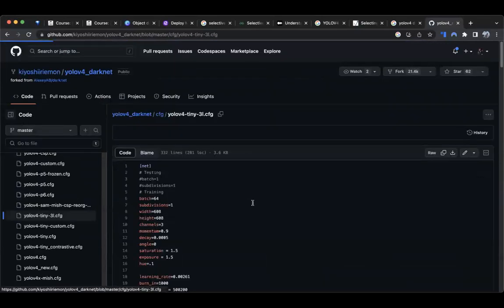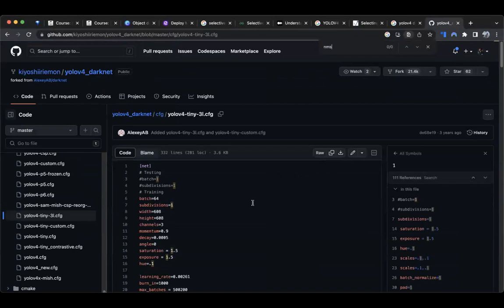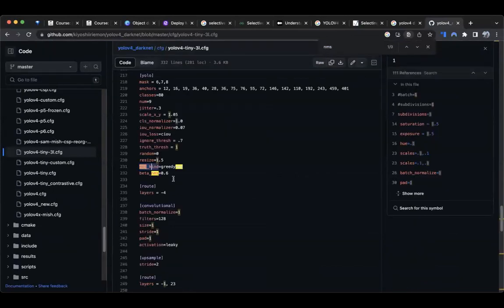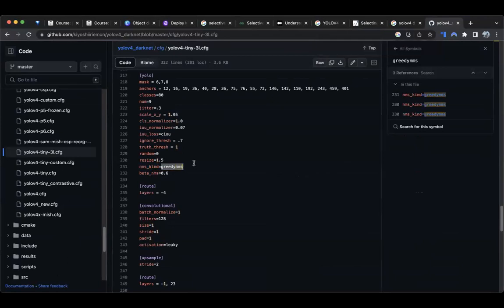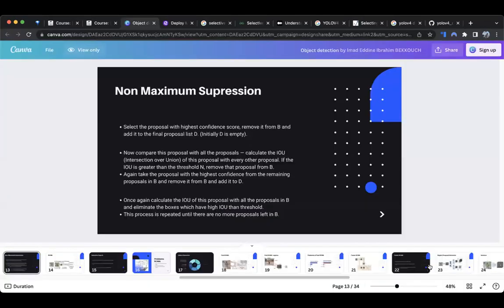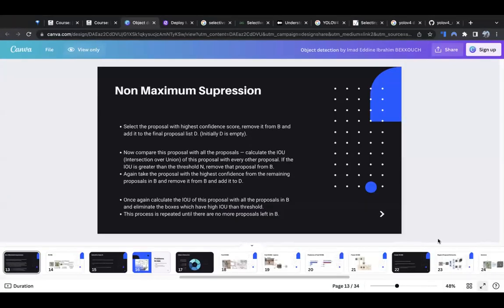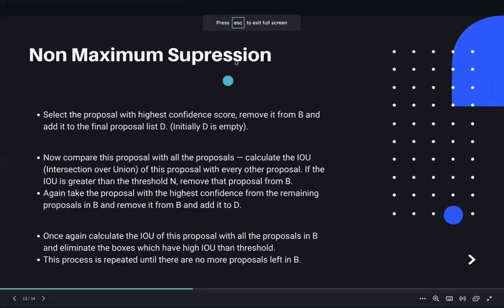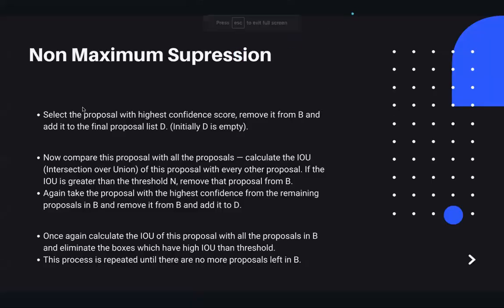And here, non-maximum suppression kind is equal to greedy non-maximum suppression. This is the actual algorithm that we will be using, but it does support multiple versions of non-maximum suppression. So you could just go see the options for non-maximum suppression in the YOLO layer, and it will allow you to choose the one that is most optimal for your specific data set. But the greedy non-maximum suppression that we will be studying here is very simple.